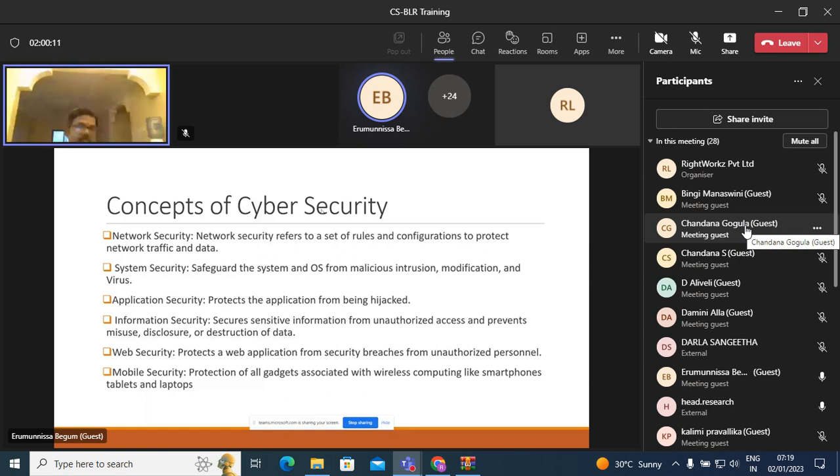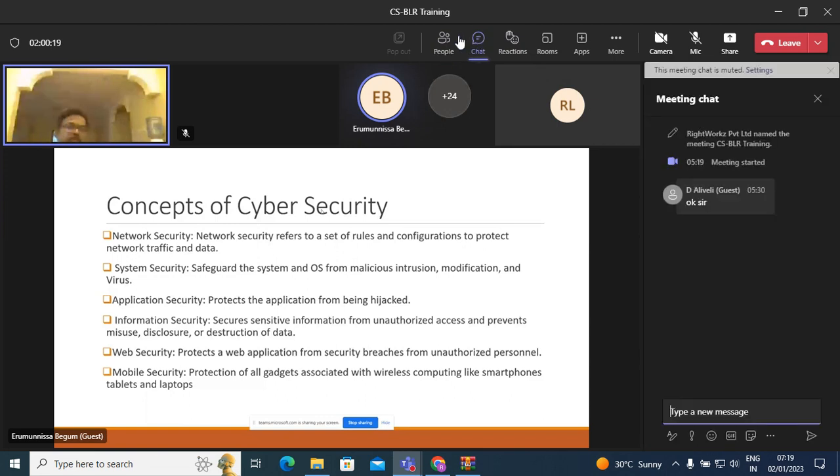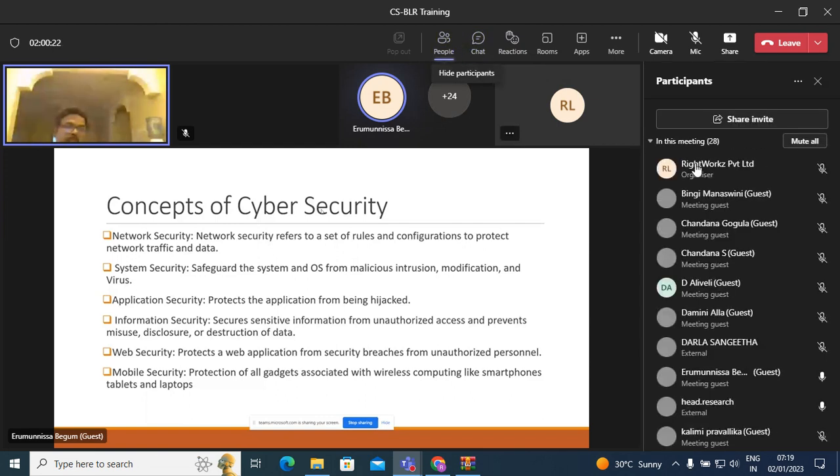Information security secures sensitive information from unauthorized access and prevents misuse, disclosure or destruction of data. Then web security protects a web application from security breaches by unauthorized personnel, so an unauthorized person cannot enter our web application. Then mobile security: protection of all gadgets associated with wireless computing, like smartphones, tablets and laptops.